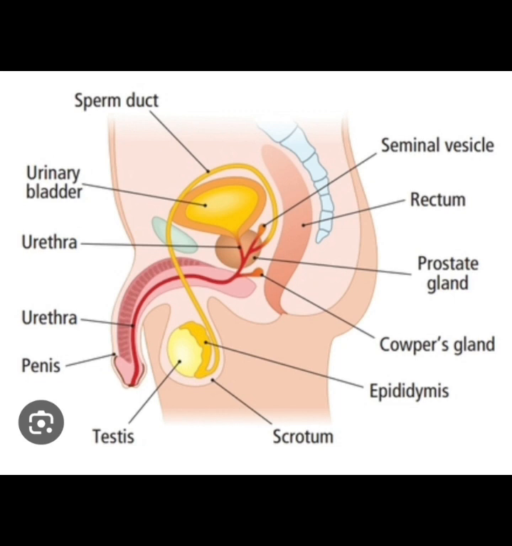Sperm duct, also known as vas deferens, allow the transit of sperms from the testicles to outside of the body and allow the maturation of sperm cells themselves. And then prostate gland produces seminal fluid that nourishes and transports sperms.